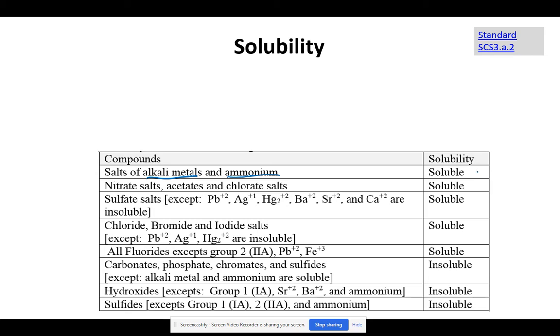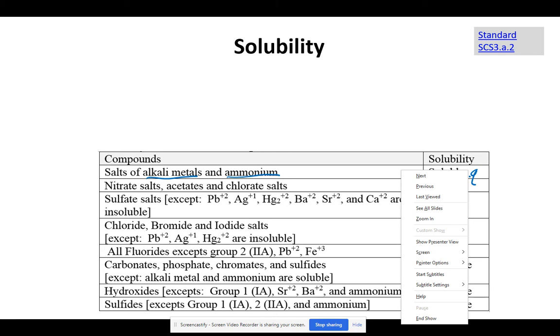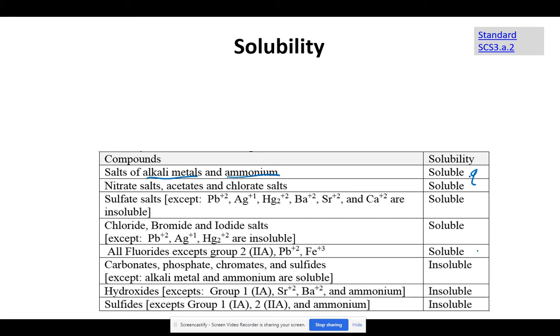The thing about solubility is if it's soluble, we know that it is aqueous, AQ. If it is insoluble, we know that it's going to form a precipitate, which is just a fancy way of saying that it is a solid.